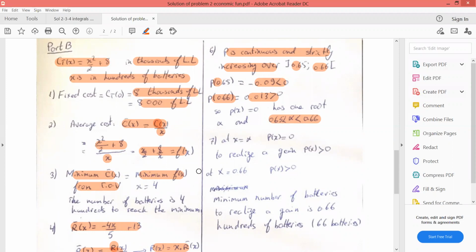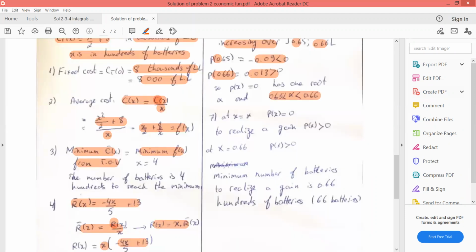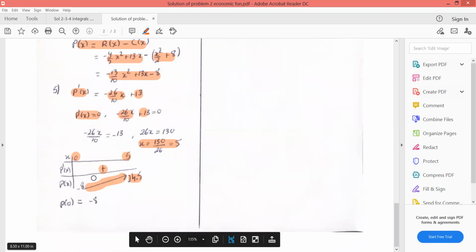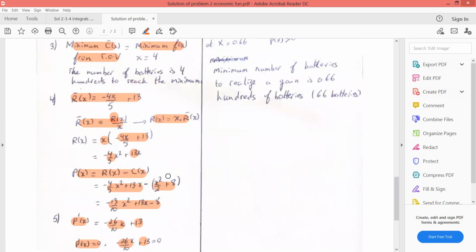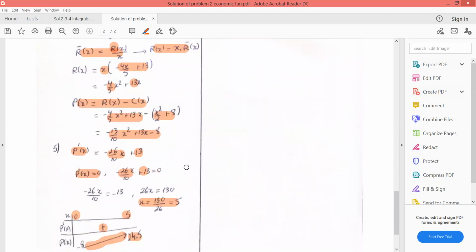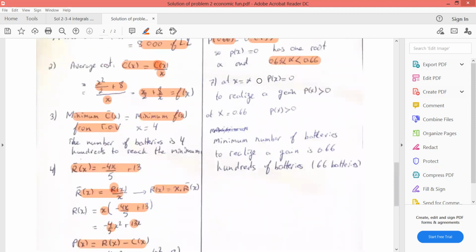Determine the minimum number of batteries to produce so that the factory realizes a gain. Going back to the table, I have no minimum or maximum here. The profit function is increasing from minus 8 till 24.5. In which case will we have a profit? To have a profit, p(x) should be greater than 0.